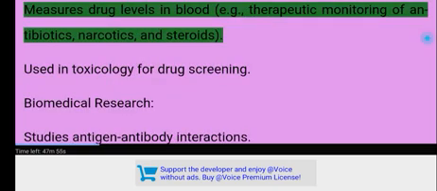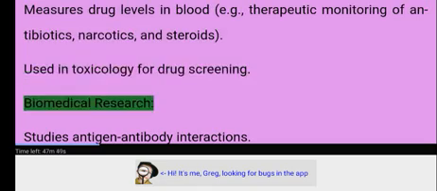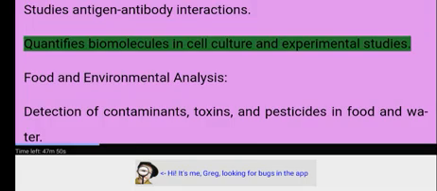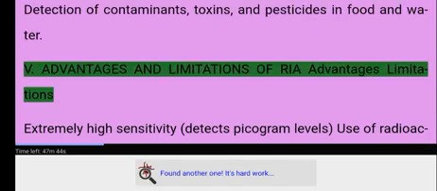Pharmacology and drug monitoring. Measures drug levels in blood, e.g., therapeutic monitoring of antibiotics, narcotics, and steroids. Used in toxicology for drug screening. Biomedical research. Studies antigen-antibody interactions. Quantifies biomolecules in cell culture and experimental studies. Food and environmental analysis. Detection of contaminants, toxins, and pesticides in food and water. 5. The advantages and limitations of RIA.